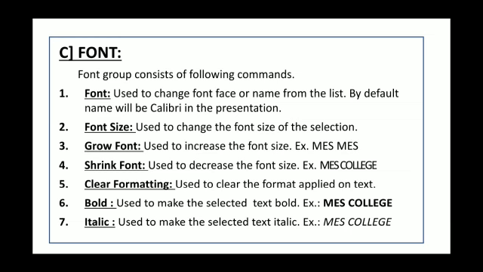Font size is used to change the font size of the selection. Grow font is used to increase the font size. For example, if it is a very low size like 14 and you want to change it to 18, 19, 20 like that, you can click on grow font. Shrink font is used to decrease the font size. Next, clear formatting is used to clear the format applied on text.